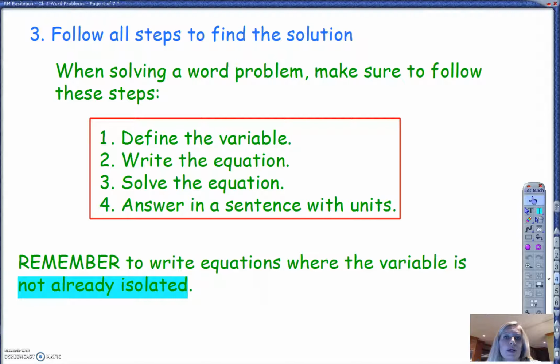Units are very important. Depending on what you do in life, units can be very important, like if you're building a bridge like my husband does, and you need to know, is it feet, inches, centimeters? Very important. Remember to write equations where the variable is not already isolated. We talked about that in a previous lesson as well. Very important to write higher level equations.